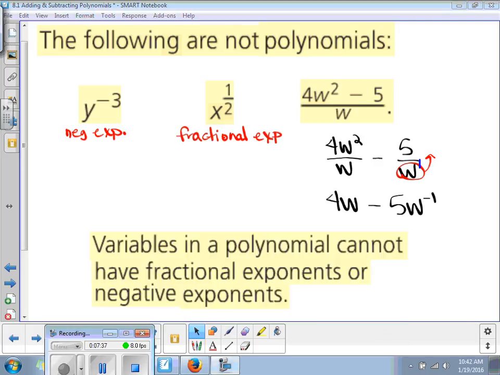Variables in a polynomial cannot have fractional exponents or negative exponents. So this, negative exponent, fractional exponent, negative exponent over there. Okay?